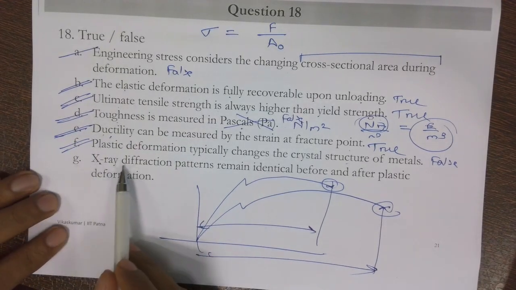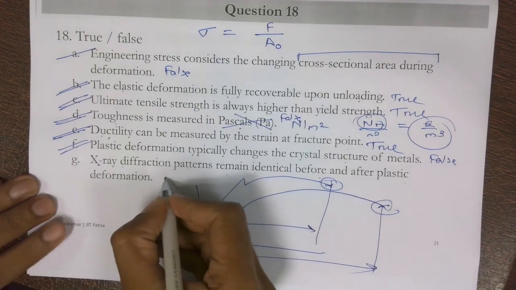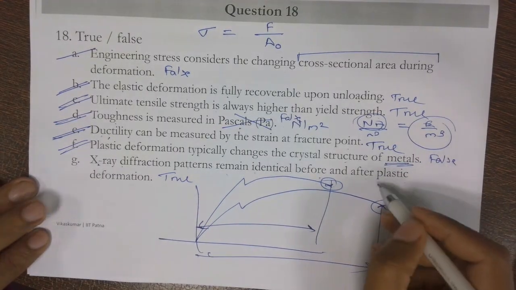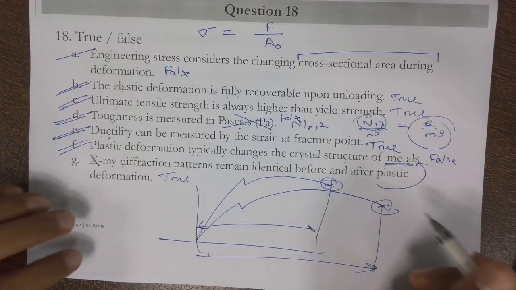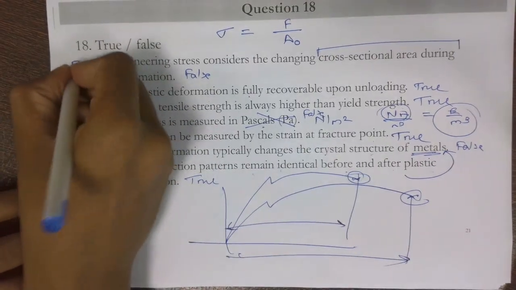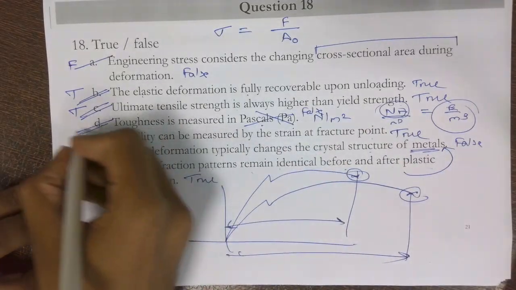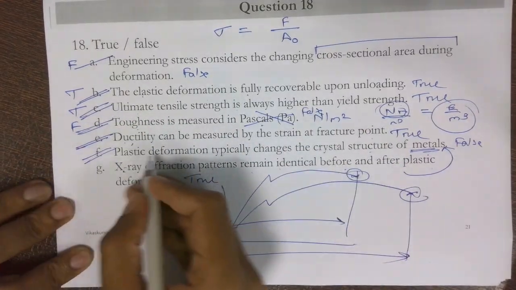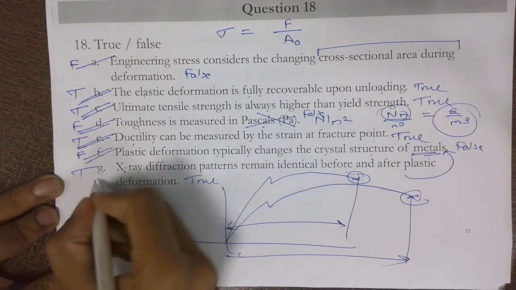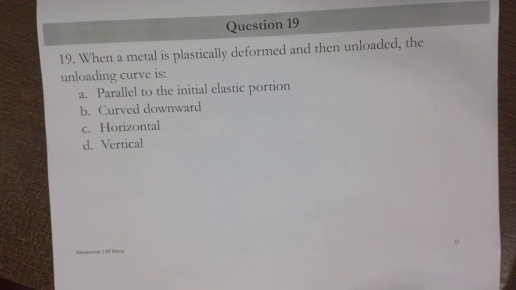The X-ray diffraction pattern remains identical before and after plastic deformation. Yes, this is the result which we have obtained, and we said that the structure has not changed. So let's write down very quickly: false, true, true, false, true, false, and then true. With that, we have solved question number 80. Any doubt, you can let me know. If not, let's go to the next part.